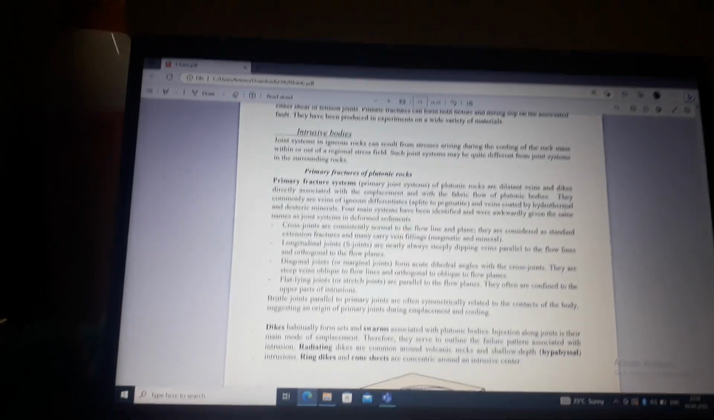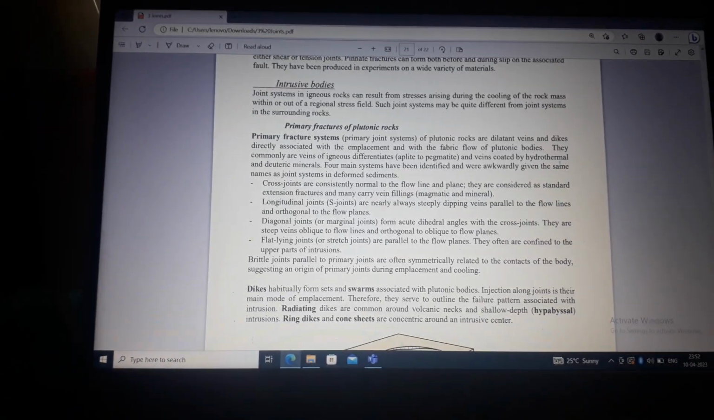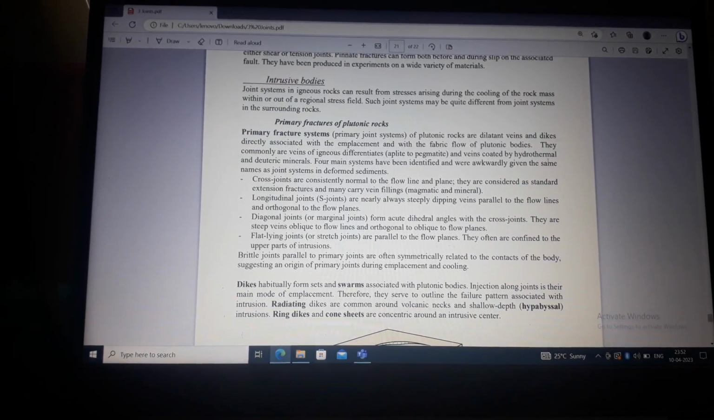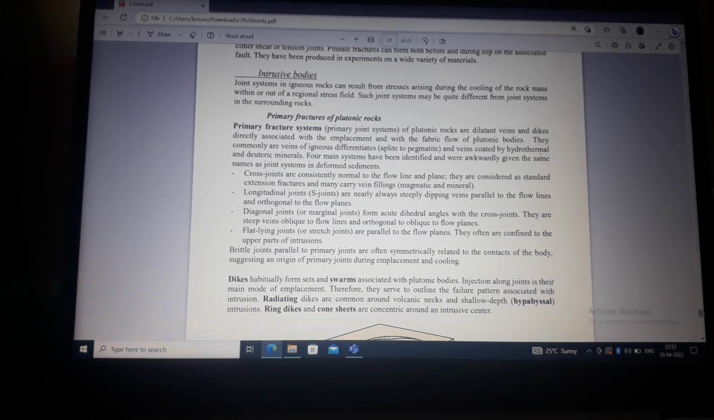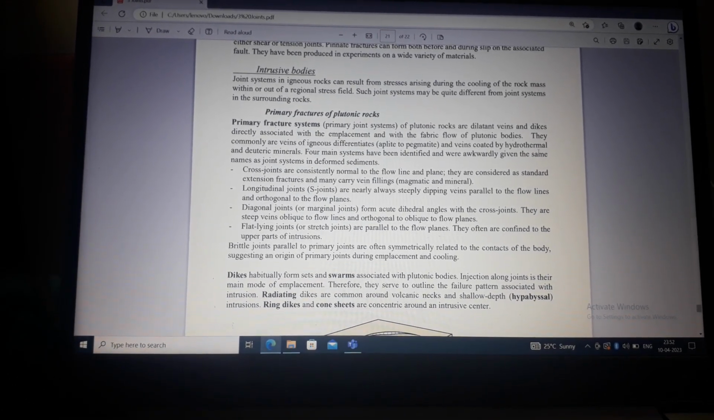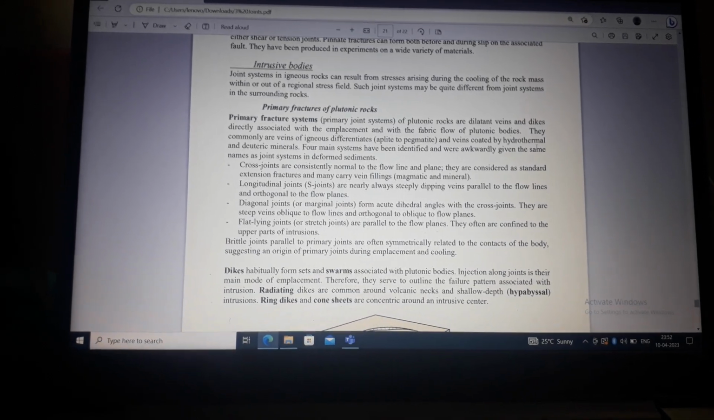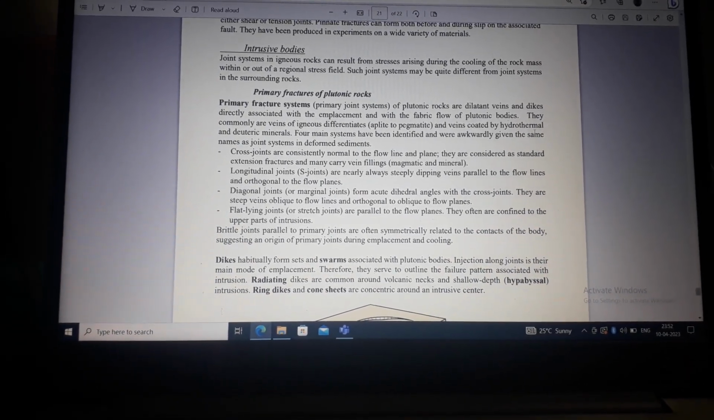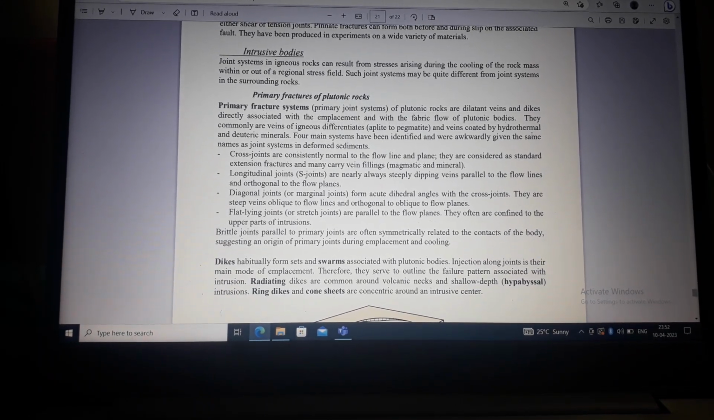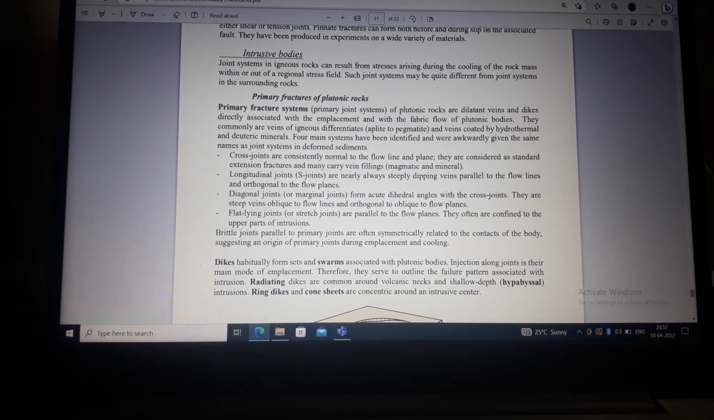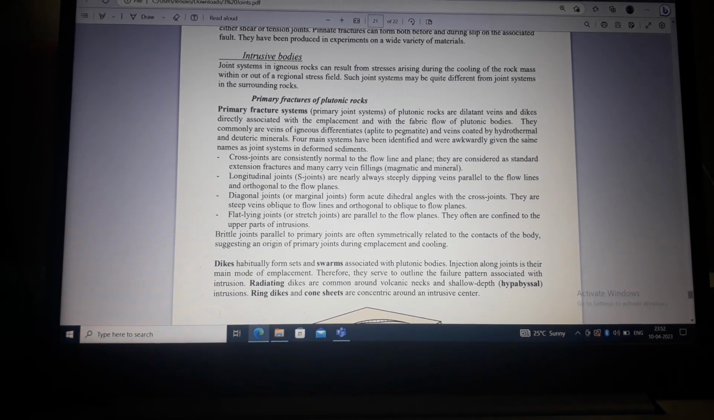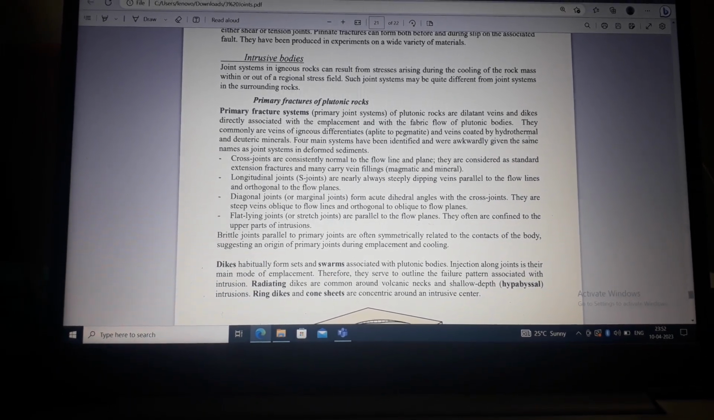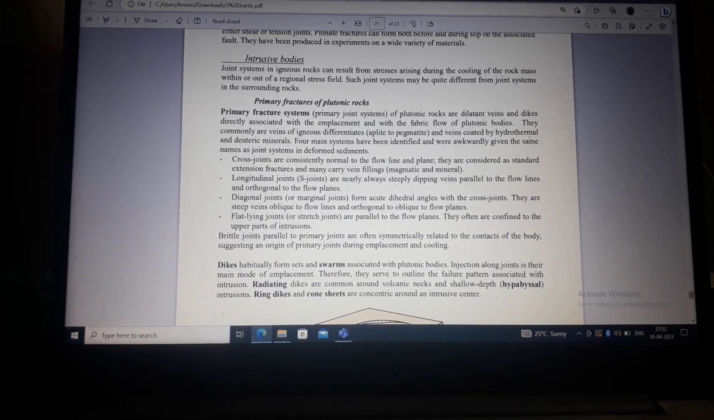Intrusive bodies. Joint systems in igneous rocks can result from stress arising during the cooling of a rock mass within or out of a regional stress field. Primary features of plutonic rocks. Primary fracture systems. Primary joint systems of plutonic rocks are dikes and veins directly associated with the emplacement and with the flow fabric of plutonic bodies.